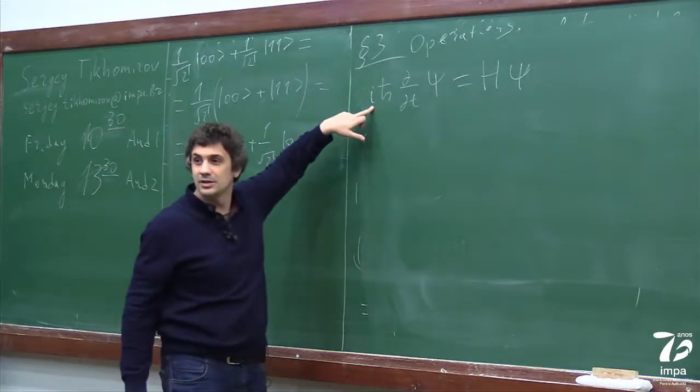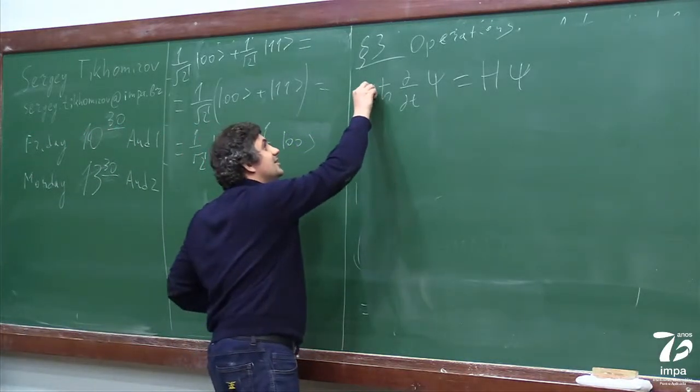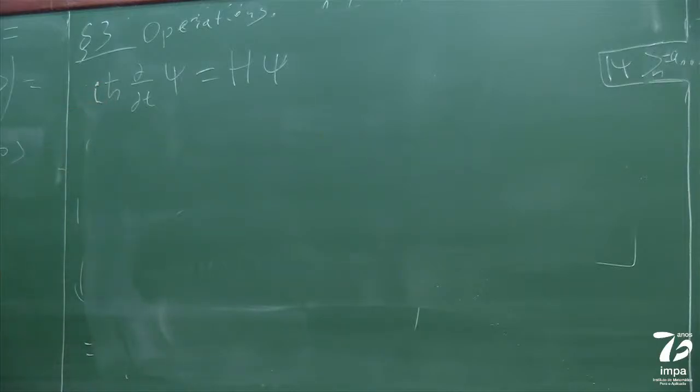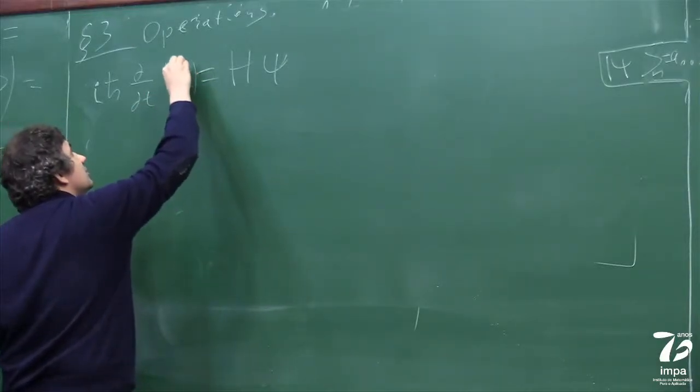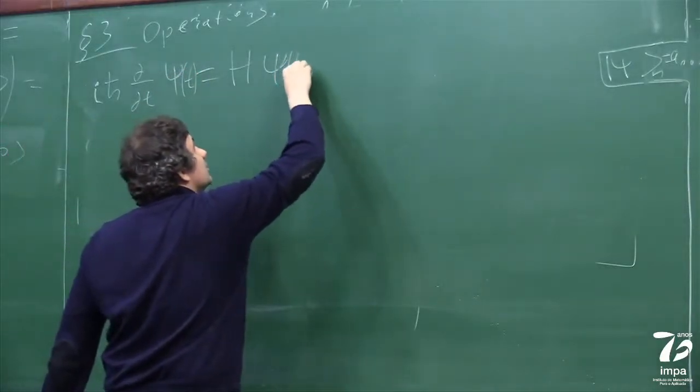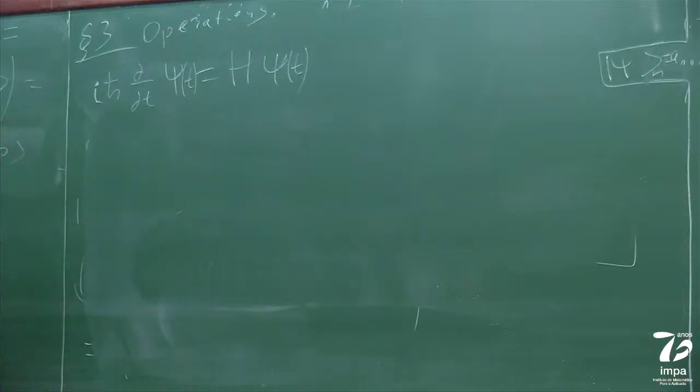Yeah, this one. This is i, which is the complex imaginary unit. Psi is the current state of the system. H is a self-adjoint operator, which is the energy operator.